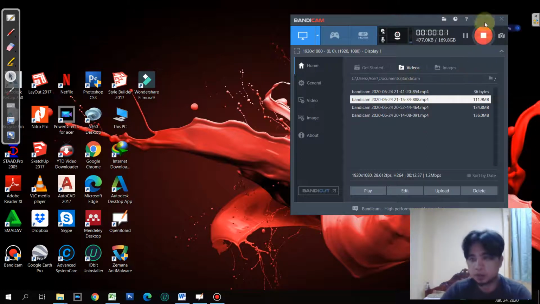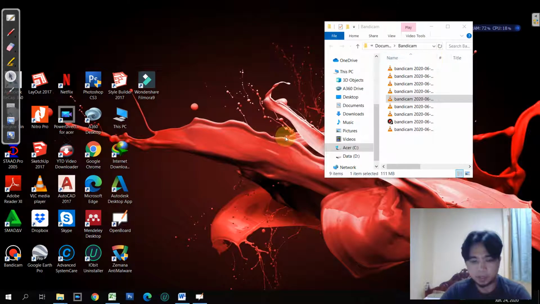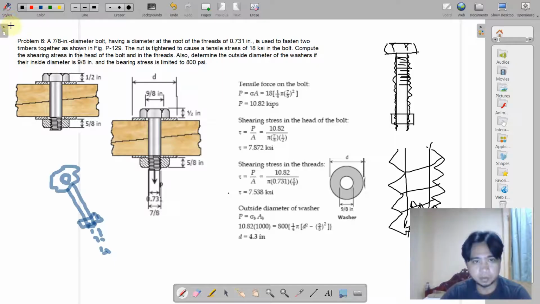Okay, so let us have the sixth problem in the shearing stress. For the sixth problem, we have a setup wherein this timber is fastened by a bolt. This is a bolt and a nut here, and in between the contact we have what we call washers, in between the bolt and the timber.